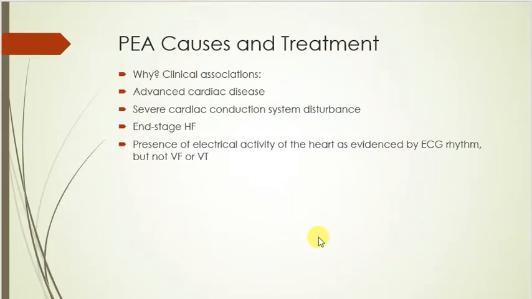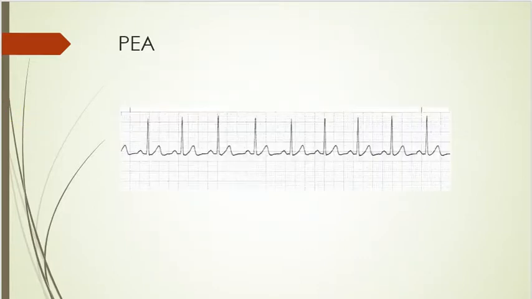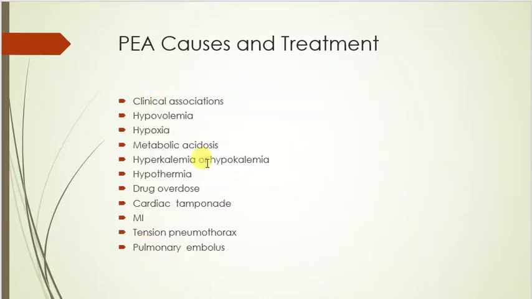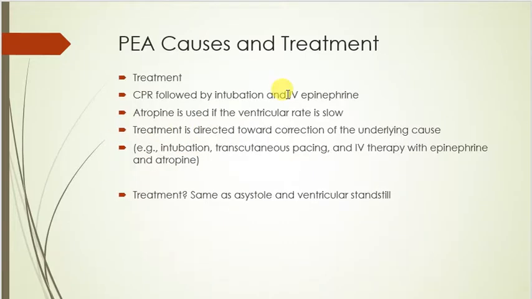It's clinically associated with the H's and the T's, and I forgot to write that down there, but also with advanced cardiac disease, severe cardiac conduction disease, and end stage heart failure. What you have is the presence of electrical activity of the heart, as evidenced by an EKG rhythm, but not VFib or VTach. It will often look like a bradycardia or an idioventricular rhythm. So, your H's and T's are there, and your treatment.